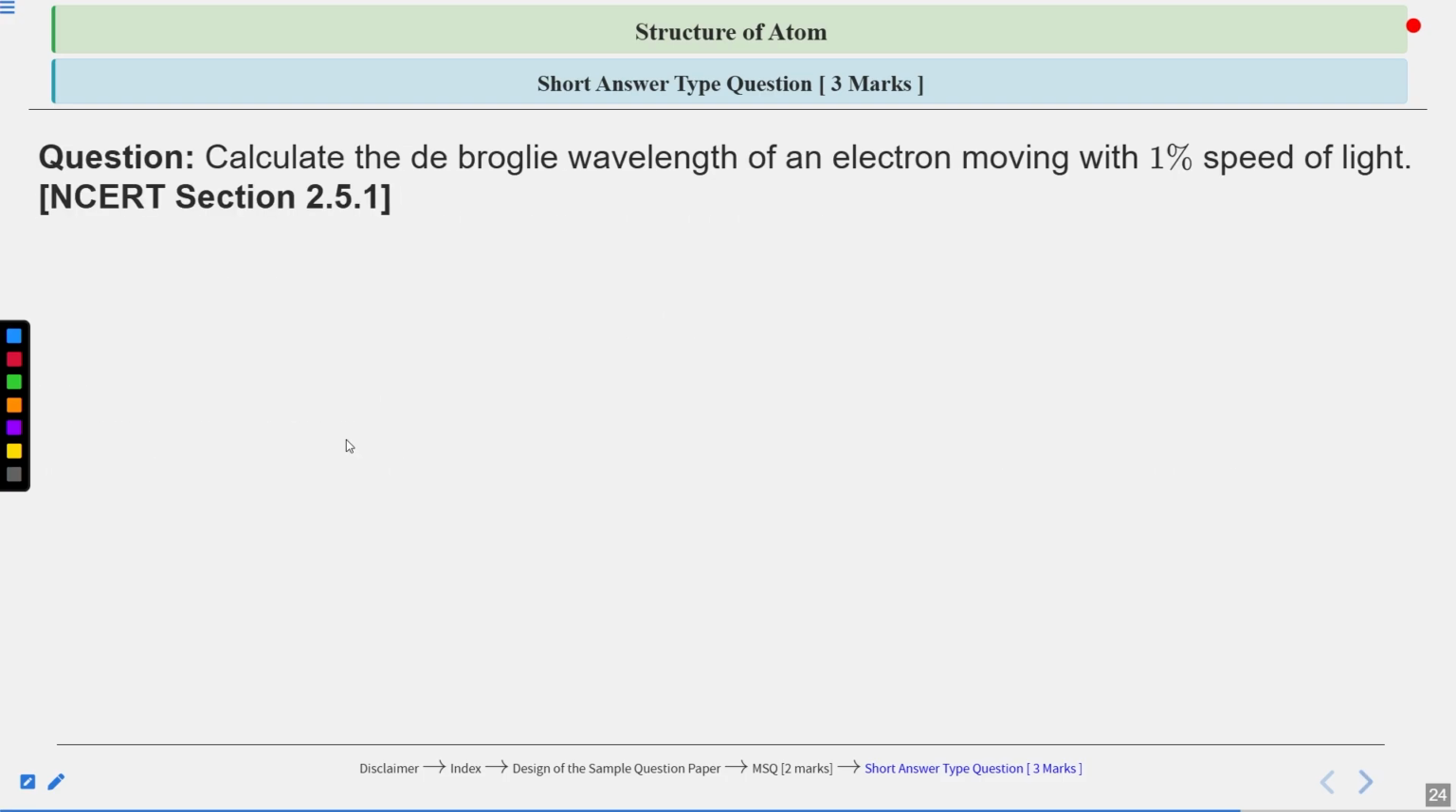Now this is your last question. You have to calculate the de Broglie wavelength of an electron which is moving with a speed that is 1% of the speed of light. This is from NCERT section 2.5.1. Your time to solve this question starts now. The time is up. Let us see how we can solve it.